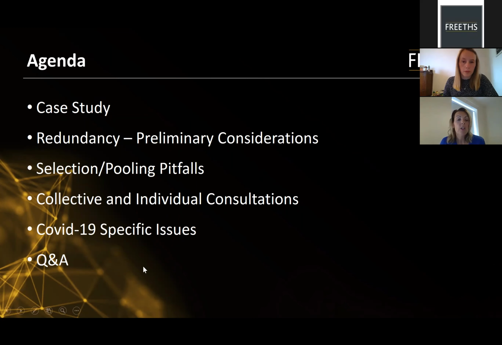So we'll be looking at the preliminary considerations when you're going through a redundancy process. I think your planning stages are really important. Firstly, to identify whether it is a genuine redundancy situation, and then secondly, to look at your timelines and your planning as well. We'll then look at selection and pooling pitfalls. Then Emma's going to come on to collective and individual consultations. There are quite a lot of COVID-19 specific issues that have arisen, which employers are having to navigate as well. And then we're going to come on to the question and answer, which is going to be roughly half the session. So we'll crack on.